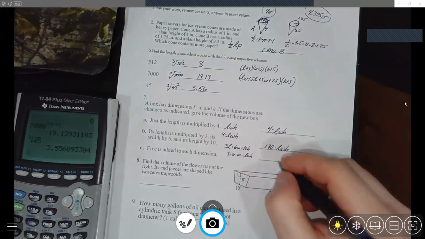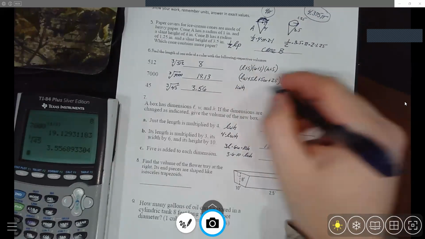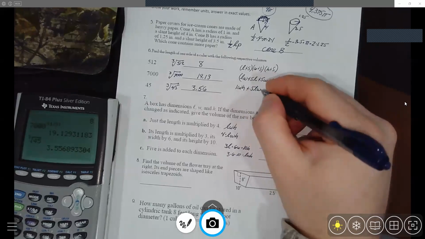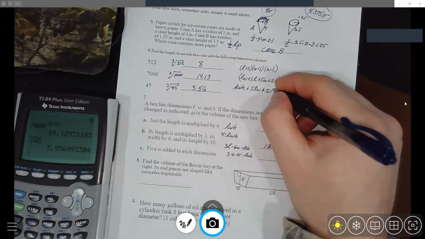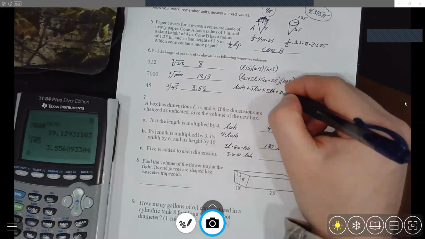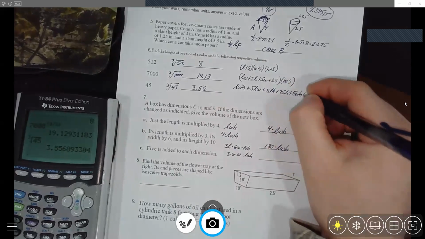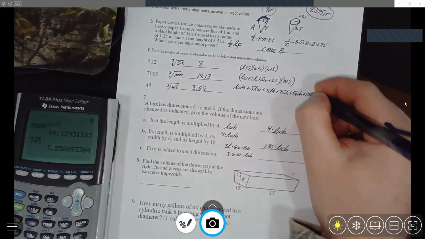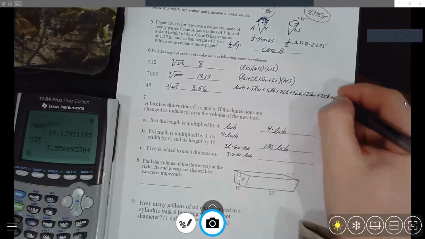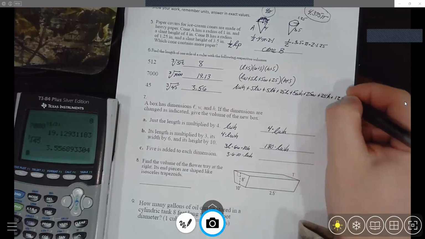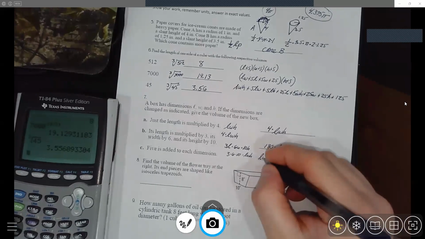And so LWH plus 5LW plus 5LH plus 25L plus 5WH plus 25W plus 25H plus 125. So that's the volume.